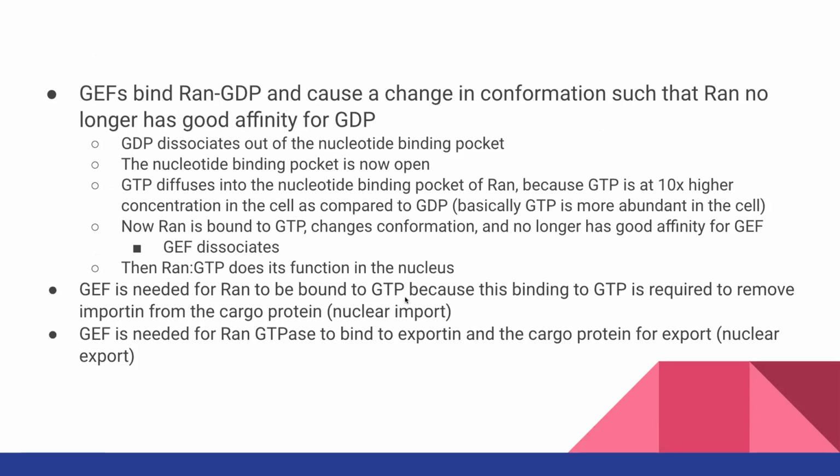And then GEFs bind Ran GDP and cause a change in conformation such that Ran can no longer have affinity for GDP. And then once GDP diffuses out of the nucleotide binding pocket, like I said, just assume that there's an abundance of GTP available in the nucleus, so it diffuses in, unless otherwise stated in the question. Like, for example, she asked, what if there's a lack of GTP available in the nucleus? Then that won't be the case.